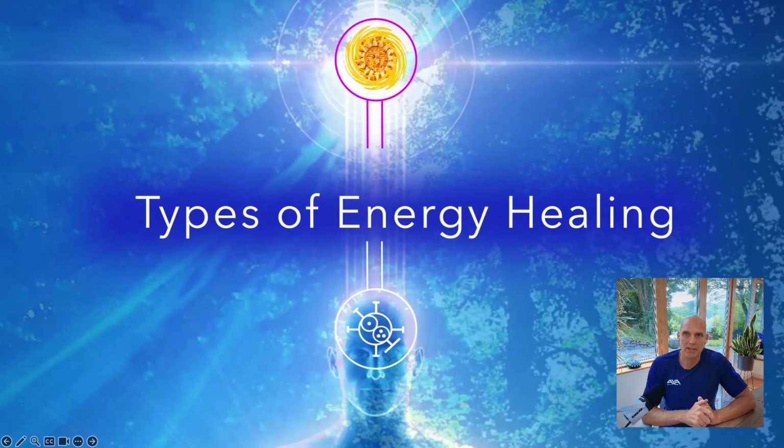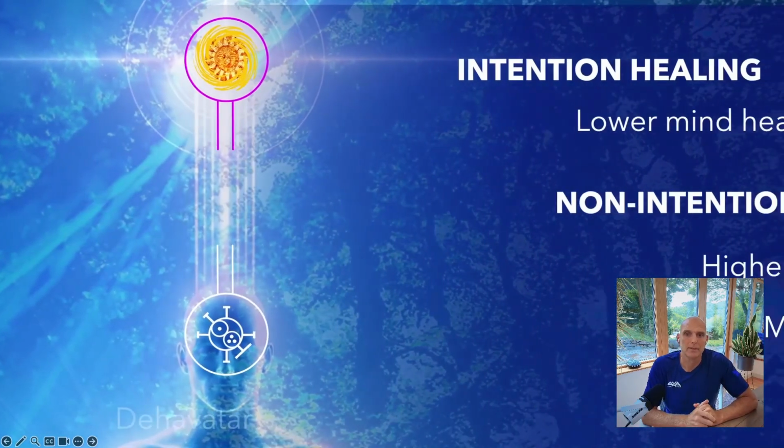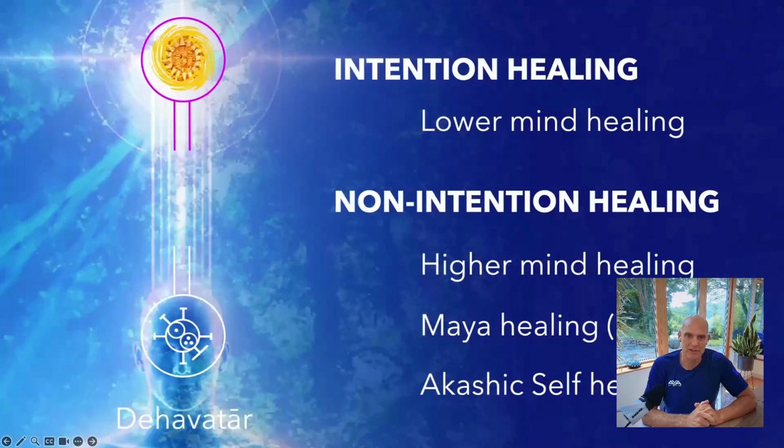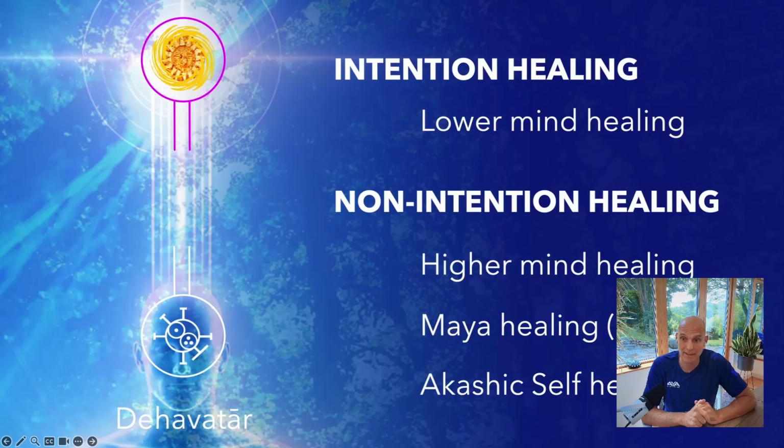Types of energy healing, just so you can wrap your head around what types of energy healing we've got already. So we have intention healing, which is lower mind healing. You know that. We have non-intention healing. And in non-intention healing, there are various types. We've got higher mind healing. That's what we've learned already. So lower mind healing, we learned in lesson 1. Higher mind healing, we learned in lesson 2, which is a type of non-intention healing.